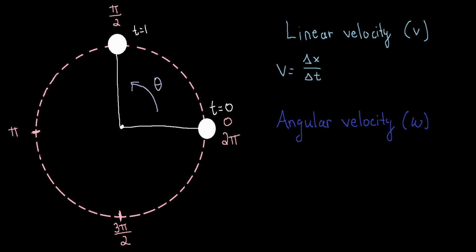And using this notation, we can define our angular velocity, which we denote with the Greek symbol omega, to equal our angular displacement divided by a change in time. And the units for our angular velocity is radians per second.